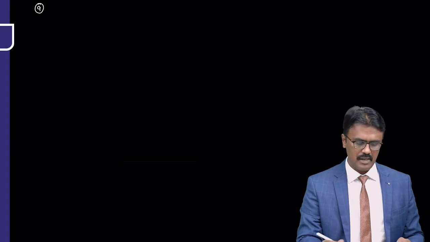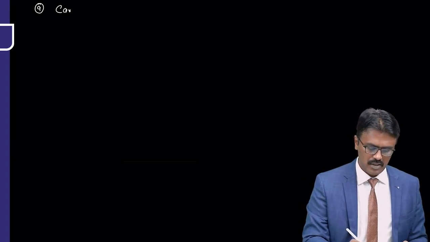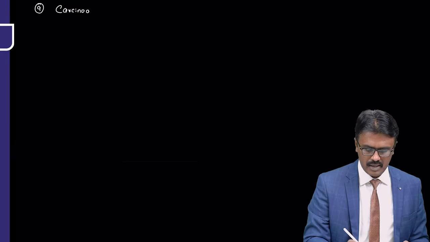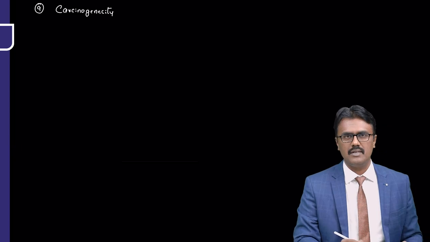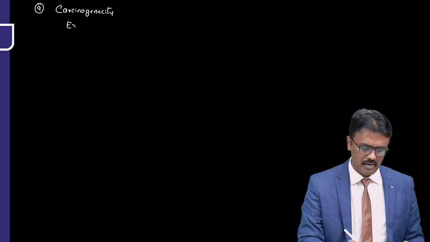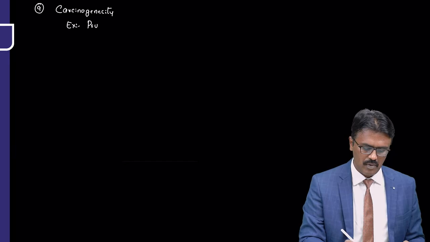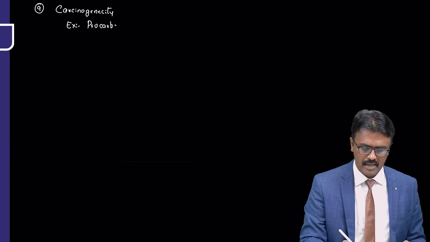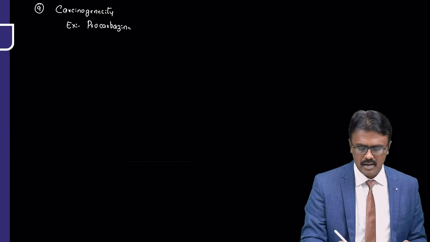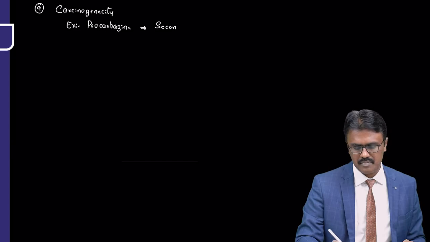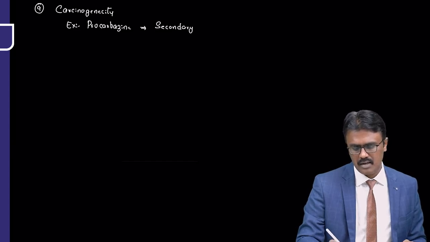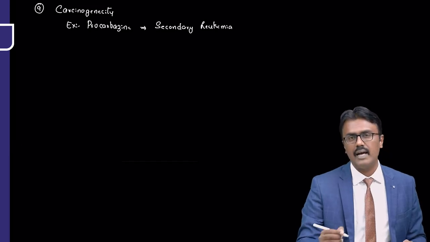The next important one, when we use a drug, the drugs can produce carcinogenicity. They can cause cancers in the patients. Classical example, when we use a drug by the name procarbazine, an anti-cancer drug, it can lead to secondary leukemias. So a drug can also cause cancers.